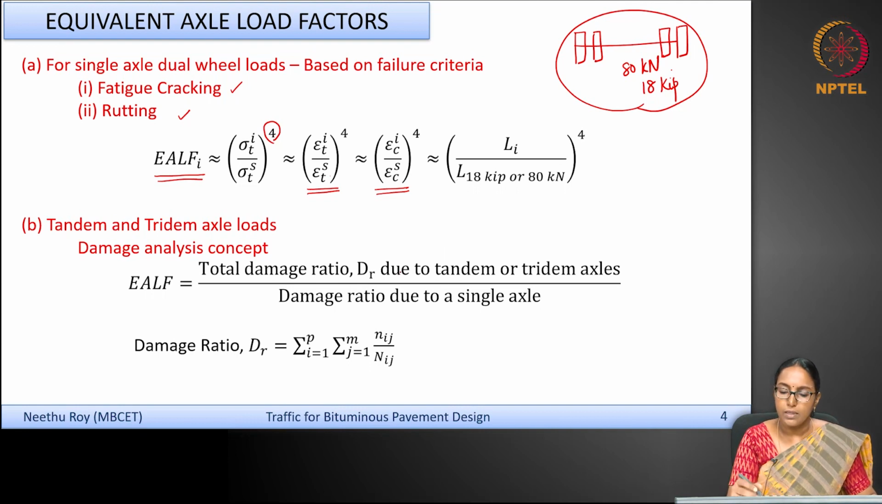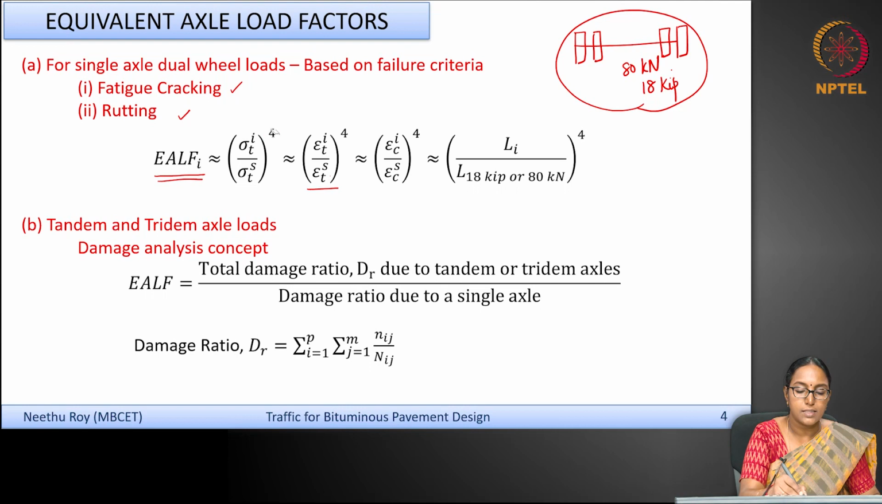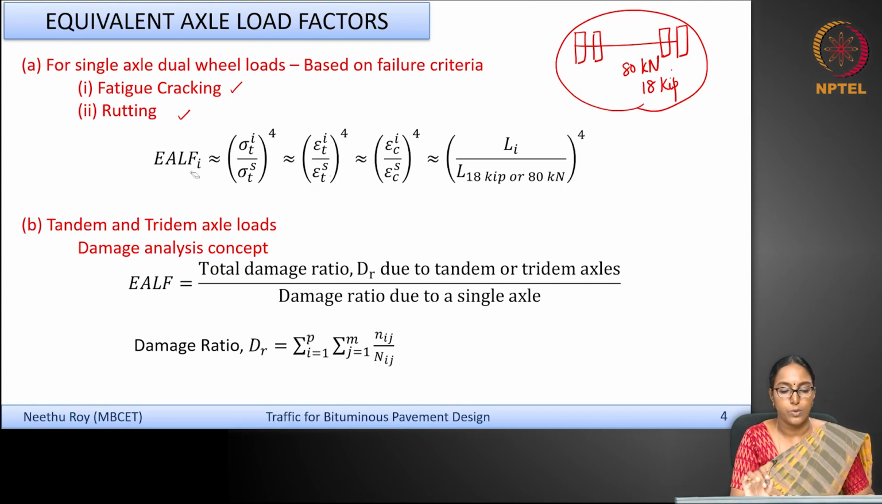Now this can be approximately equal to the given axle load divided by the load of the standard axle, which is 18 if it is in kilopounds, or 80 kilonewton if we are expressing in SI units, raised to 4. So this is what we have found out, or this is the conversion factor, the EALF, for single axle dual wheels.